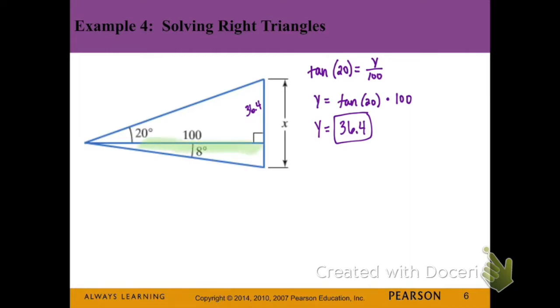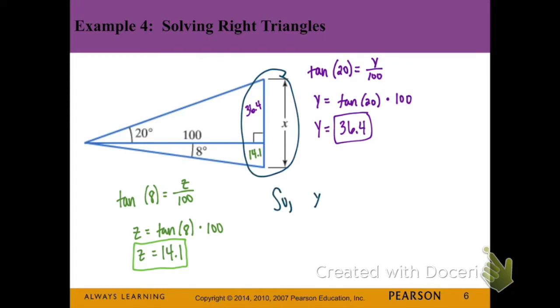Next, I'm going to focus in on this bottom triangle right here, which is also a right triangle. We're going to solve for the other piece on the right side. We'll call that z. I know that my angle is 8 degrees. I want to know the opposite side, which is z. I also know the adjacent side, which is 100. So again, I'm going to be using tangent. Tangent of my angle equals z over 100. Multiply the 100 over. And we get z equals 14.1.